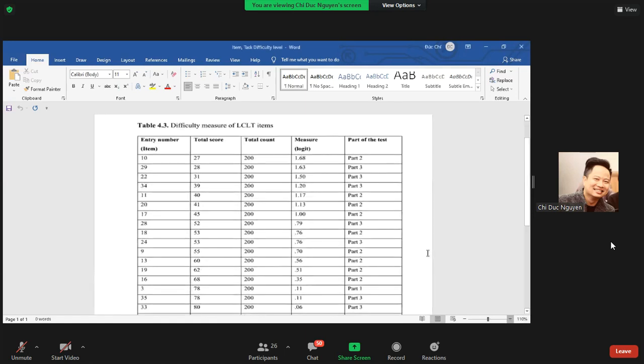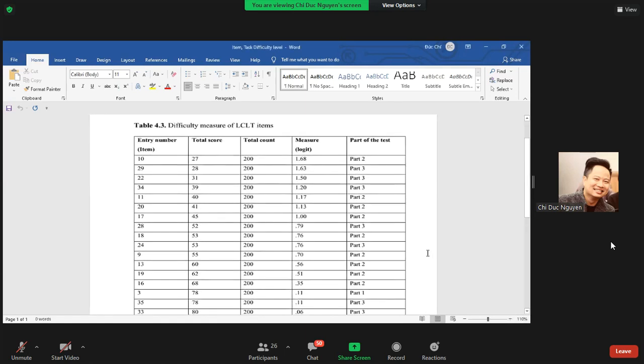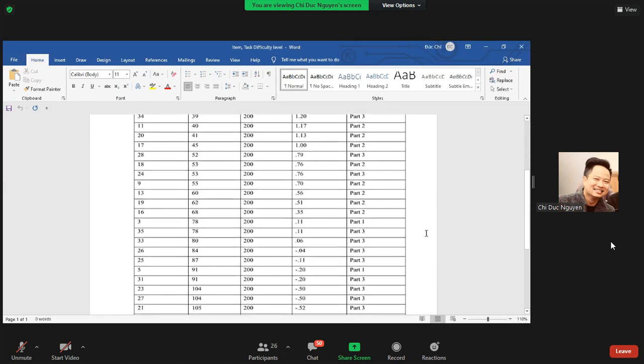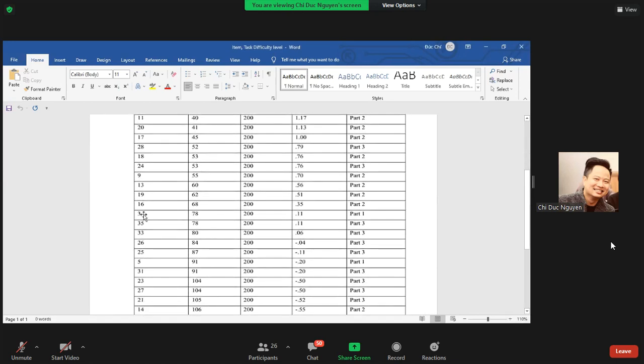Yeah, so now we look at part number 1 first. Where can you find the evidence for part number 1? Yeah, it's going to be here, right? Part number 1. Is this easy or difficult or moderate?